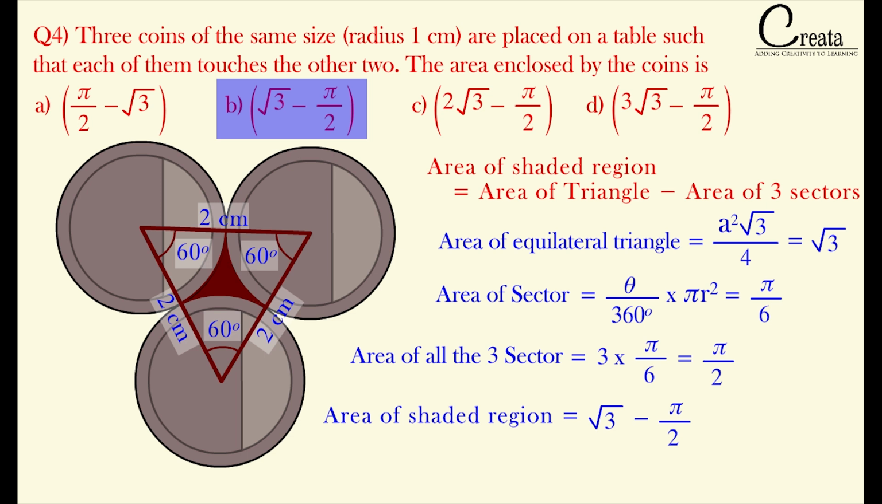So the fundamental that we have used to solve this question is we have to find the area of this shaded region, which will be equal to area of this complete triangle minus area of these three sectors. And we have calculated area of this equilateral triangle with the help of the formula, that is a square root 3 by 4, and area of the sector as theta by 360 into pi r square. So based on these basic fundamentals, we have solved this question. Got it? Let's move to the next question.